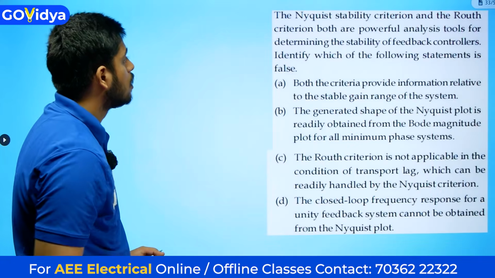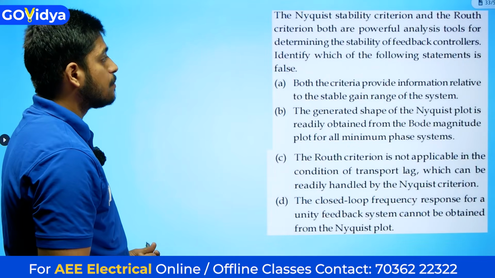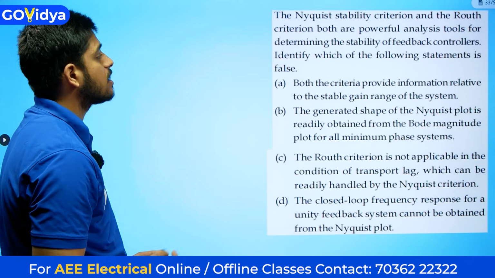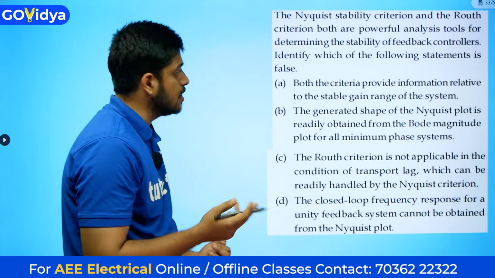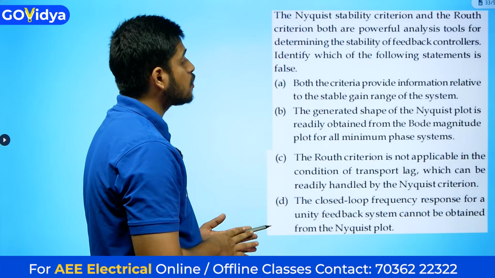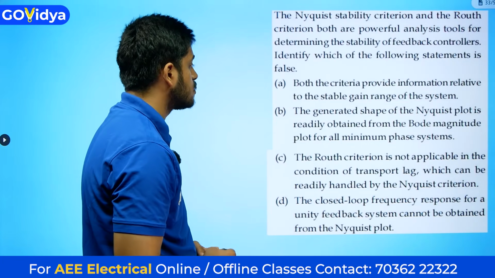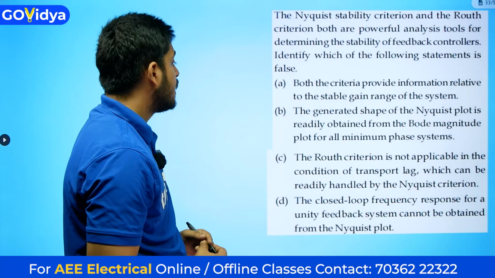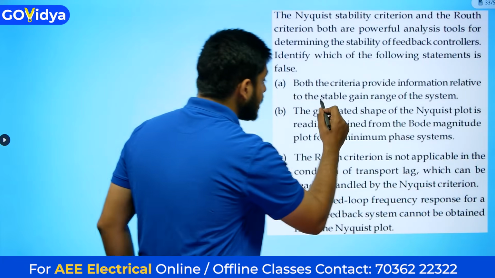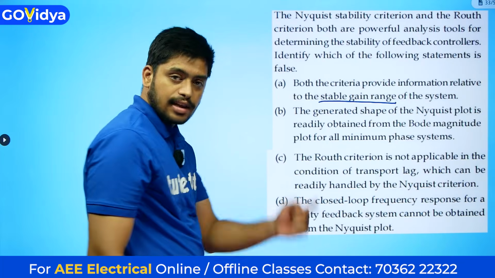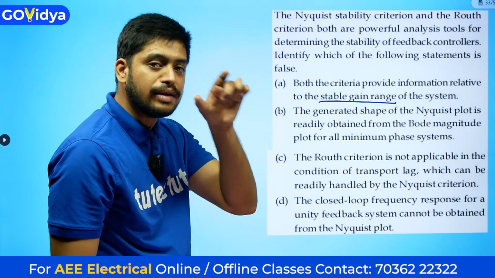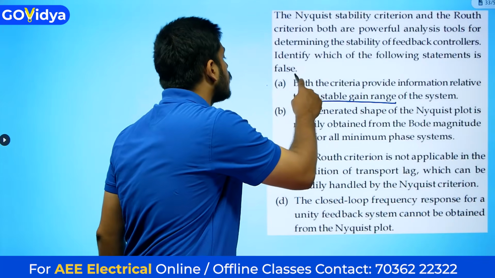Next question. The Nyquist stability criteria and the Routh criteria are both powerful analysis tools for determining the stability of feedback controllers. Yes, that is the right thing, but we need to identify which of the following statements is false. Okay, let's see the options. Both criteria provide information related to the stable gain range of the system. Yes, in the root locus or in the Nyquist stability criteria, we will find the stability analysis, stability range or everything. So this is the right answer only.